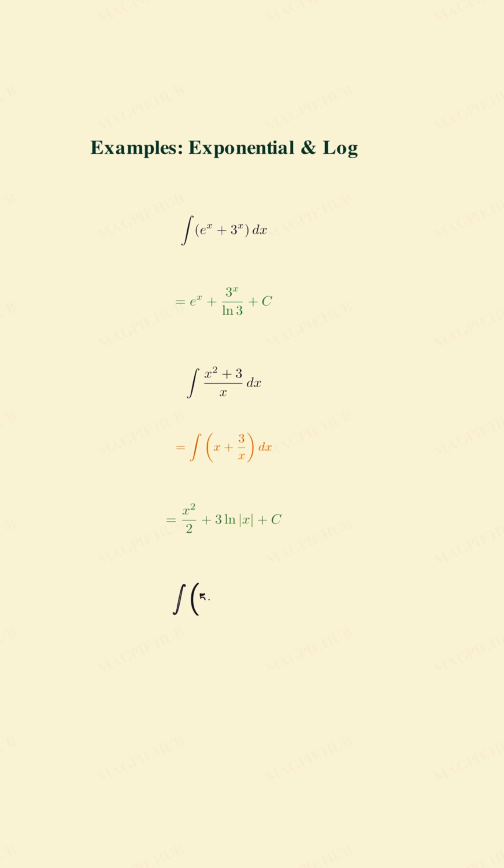Example 2: integrate x squared plus 3 over x. Split the fraction: x plus 3 over x. Integrate: x squared over 2 plus 3 ln absolute x, plus c. Example 3: integrate 5 e to the x minus 2 over x directly: 5 e to the x minus 2 ln absolute x, plus c. Notice how all types, power, exponential, logarithmic, can appear together in one integral.